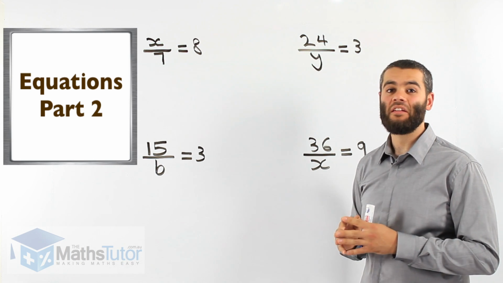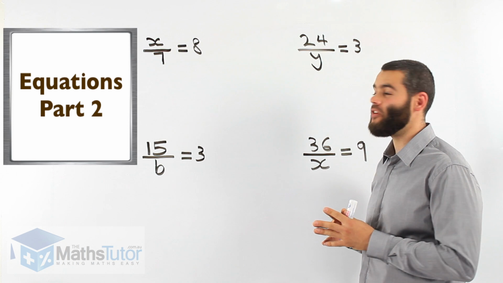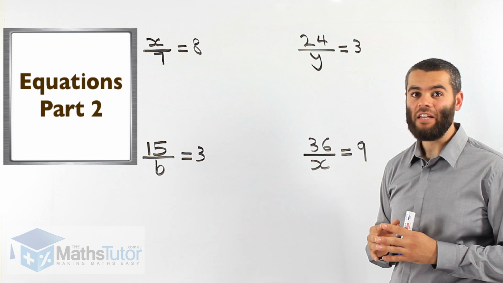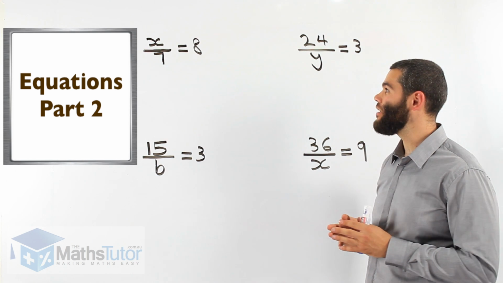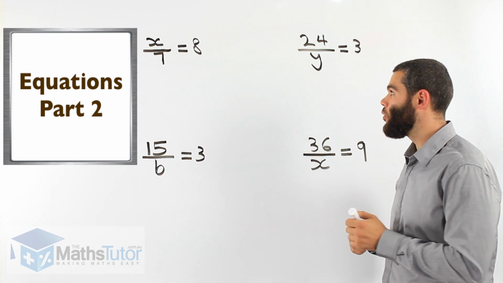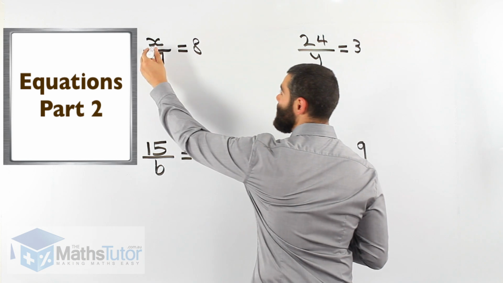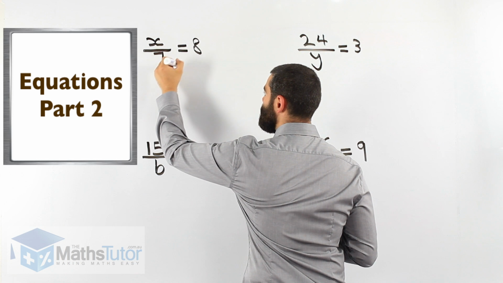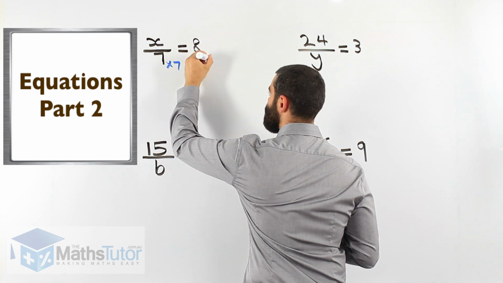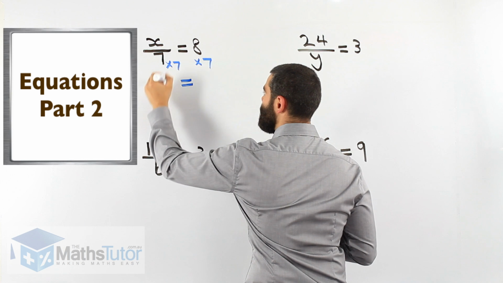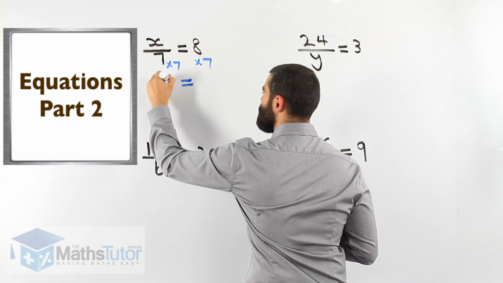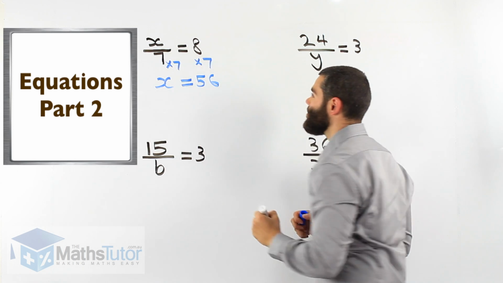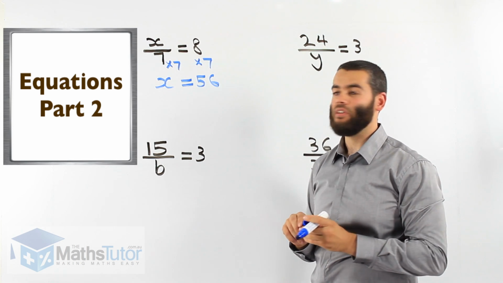X divided by 7 equals 8. We know the fraction bar means divided by, so x divided by 7 equals 8. We would like to find the value of x. So we know the law of opposites says that the opposite of divide is times. So we times 7 and we times 7. That means x is 8 times 7, which is 56. X equals 56.